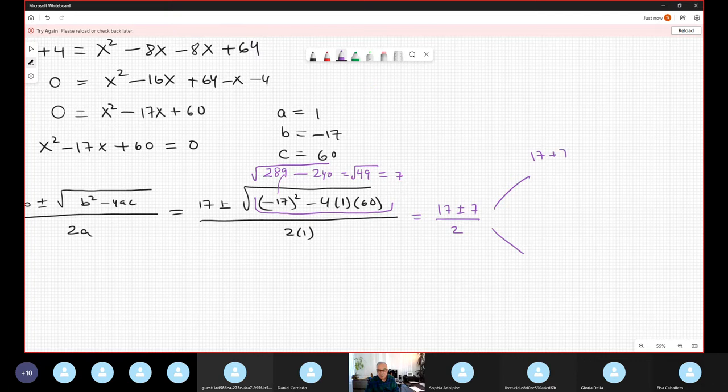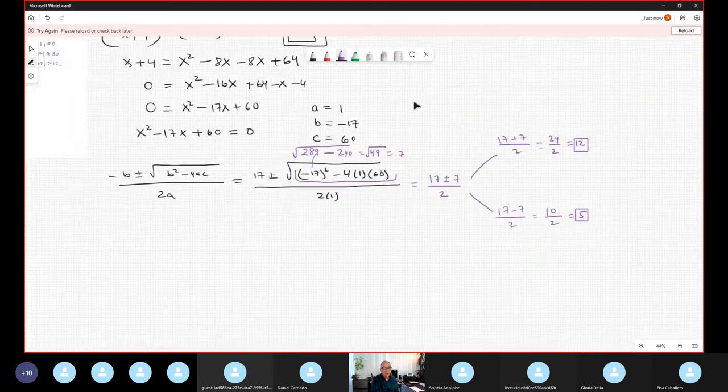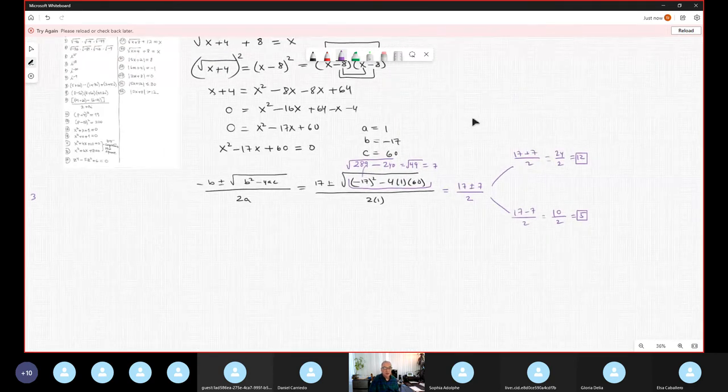Split into parts: 17 plus 7 divided by 2, and 17 minus 7 divided by 2. 17 plus 7 is 24, and 24 divided by 2 is 12. And 10 divided by 2 is 5. We need to verify 12 and 5 in the original radical equation. I copy x equal 12, I copy x equal 5, in the original.